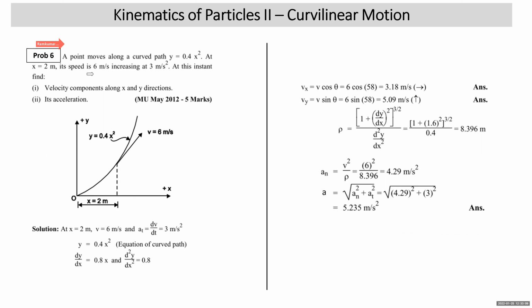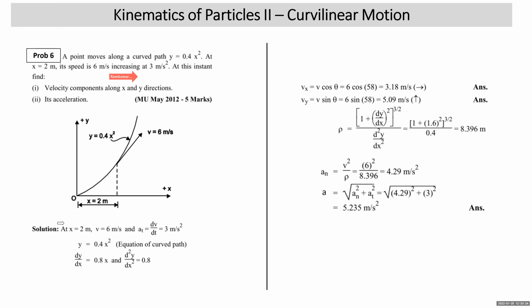At x equal to 2 meter, its speed, I mean velocity, is given, which is increasing at a rate of 3 meter per second square. That means this 3 is nothing but tangential acceleration. At this instant, find velocity components along x and y direction and its acceleration.